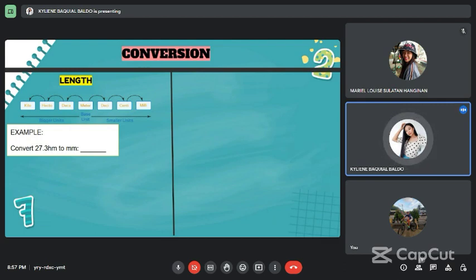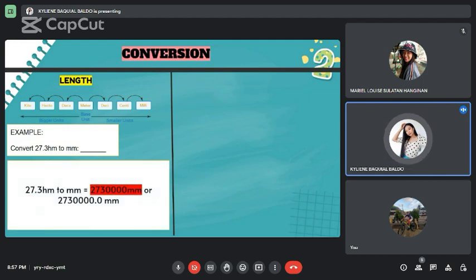So from the decimal in 27.3, we have to move the decimal 5 places to the right. So our answer for this question is 273,000 millimeters.